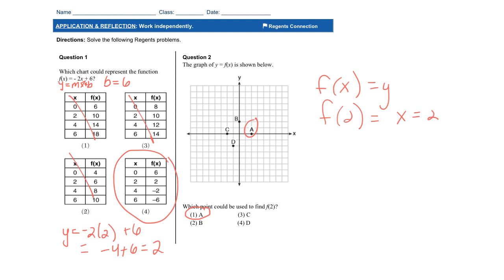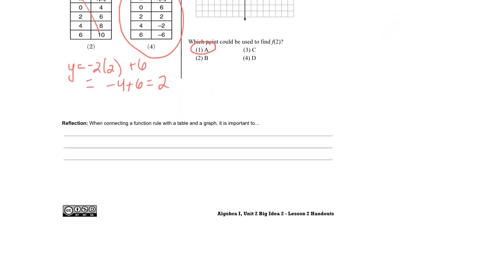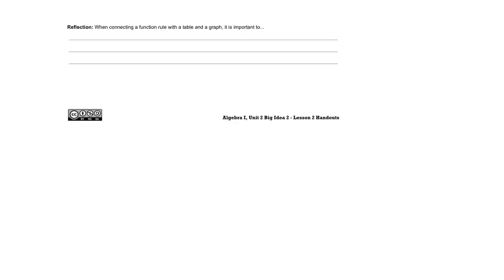All right. The reflection. When connecting a function rule with a table and graph, it is important to... I expect you to make some very studious comments and relate what we've been doing to what we've written down. And you're going to type those in to your computer here in just a second.